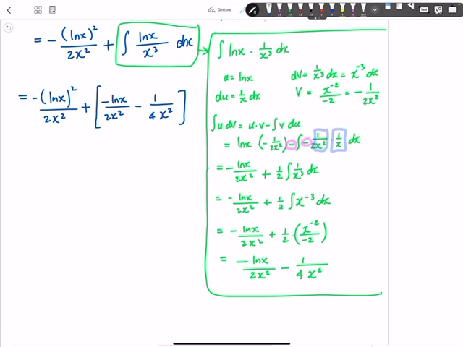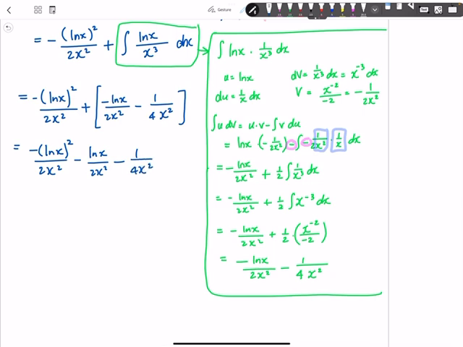And then I want to clean this up just a little bit more. So this is equal to minus natural log of x squared over 2x squared. And you can really just remove the brackets. So minus natural log of x over 2x squared minus 1 over 4x squared.